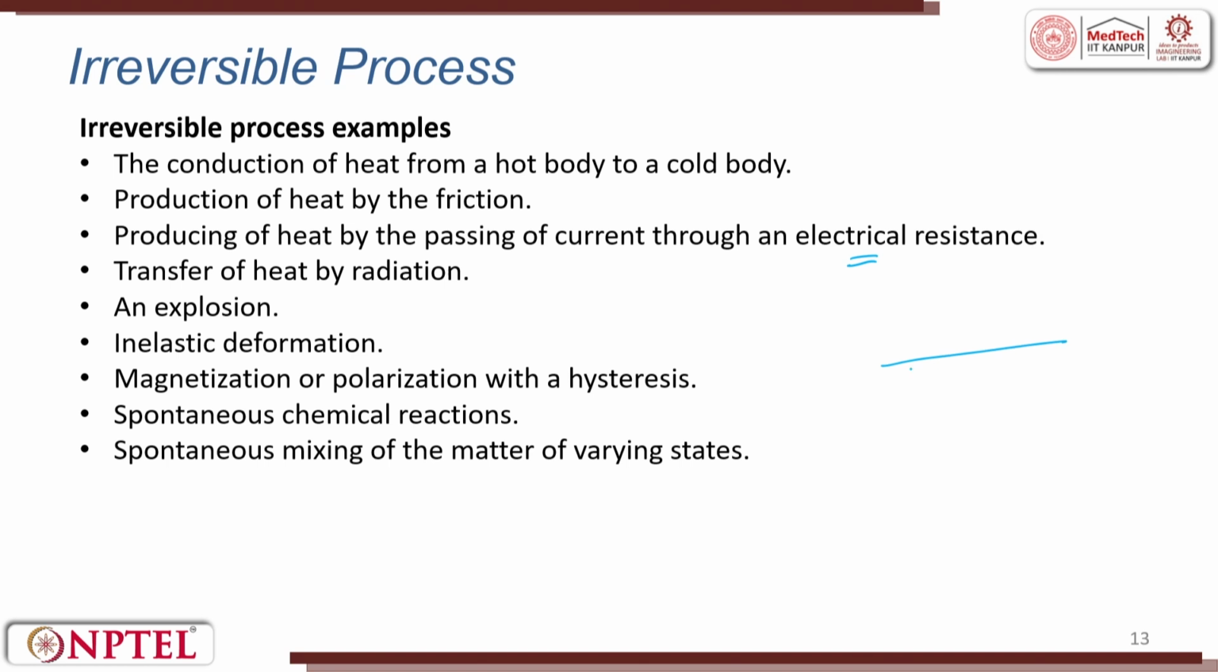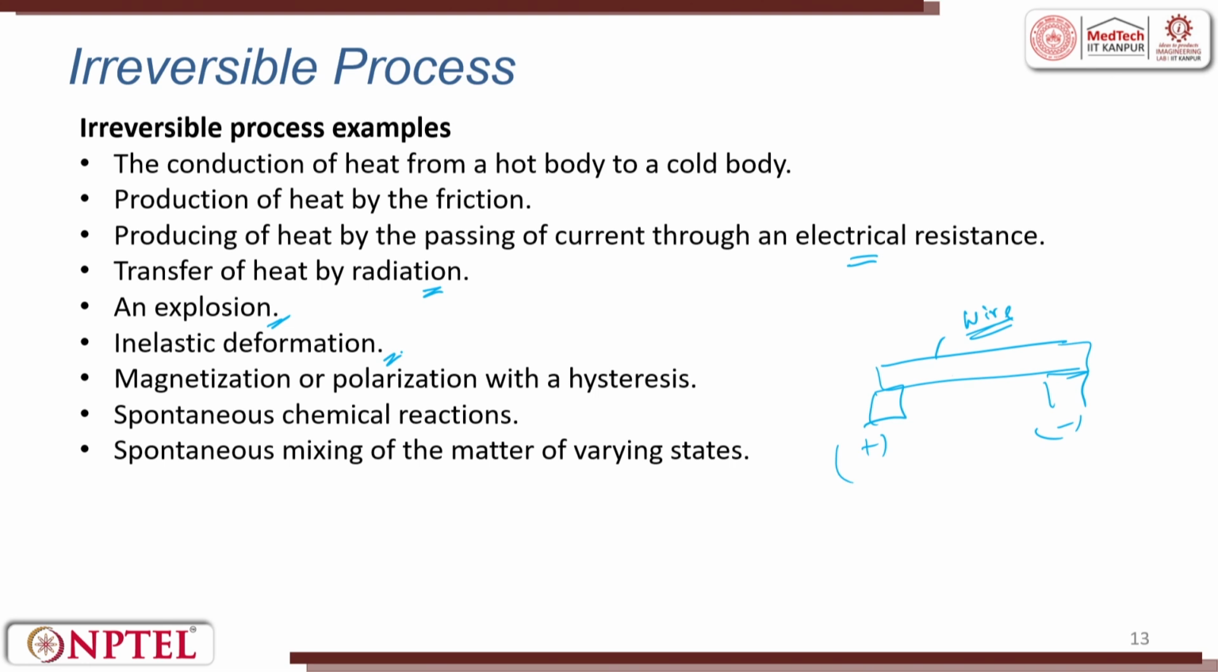So, you take a cable or a wire and keep this wire between positive and negative. When the current flow is very high, it goes to a red hot condition. So, producing heat by passing current through an electrical resistance, or the incandescent bulb, you pass current and then it tries to emit light. Transfer of heat by radiation, right? That is also irreversible. An explosion, irreversible.